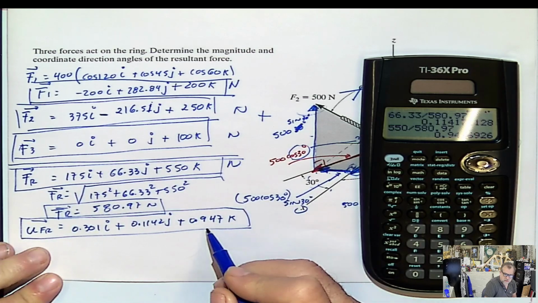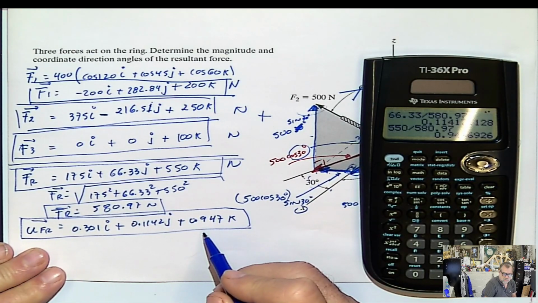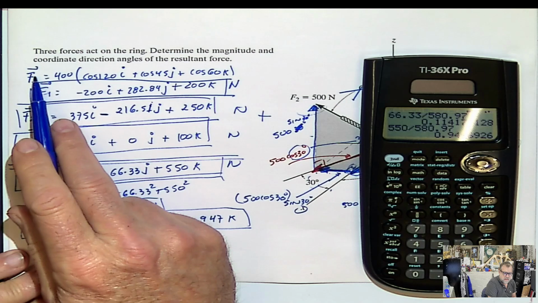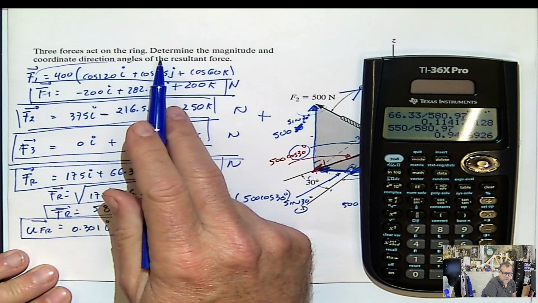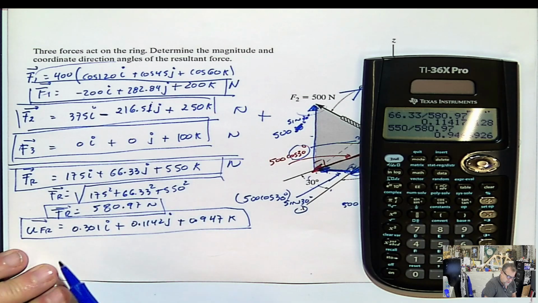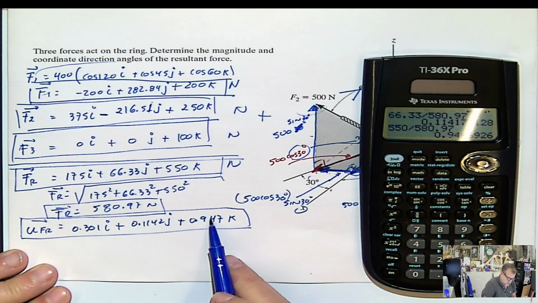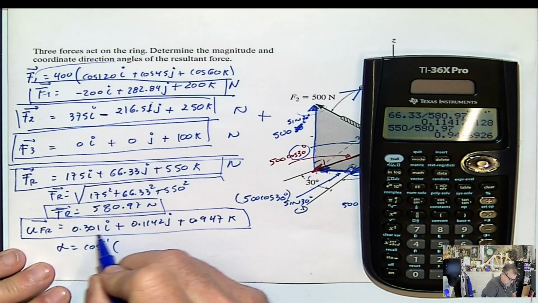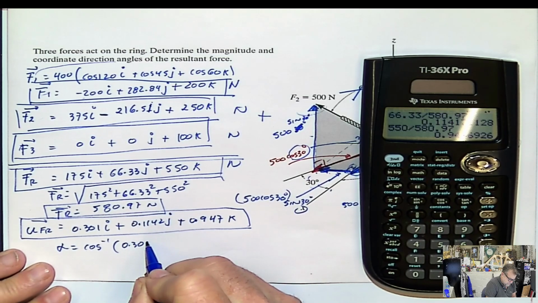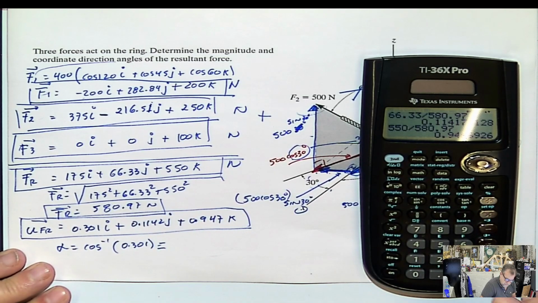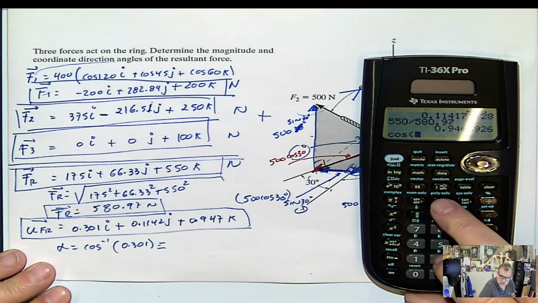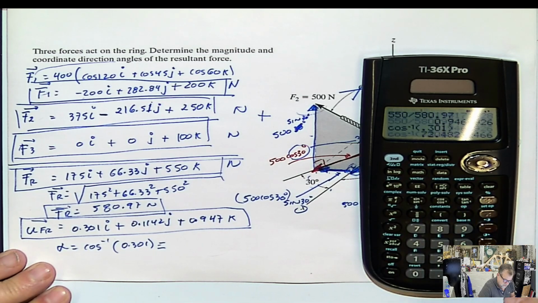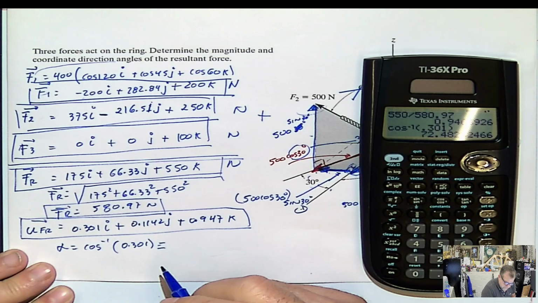For some professors, this is the direction, and this is the magnitude. But if the problem is asking you, as it says here, coordinate direction angles, then remember the unit vector is just cosine alpha, cosine beta, cosine gamma. So alpha will be inverse cosine of the I component. You press cosine twice here to activate that, and that angle will be 72.48.